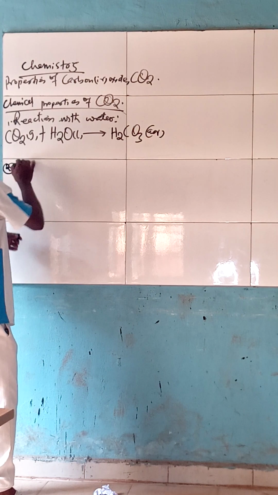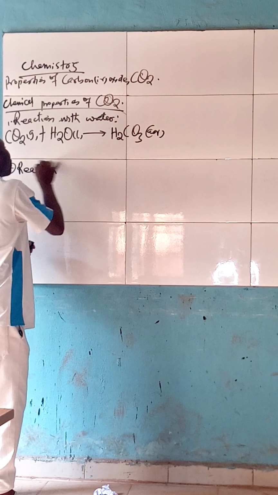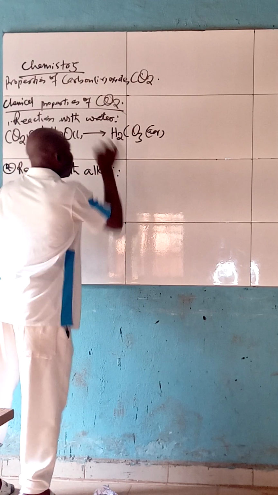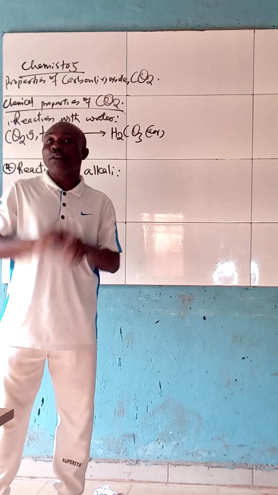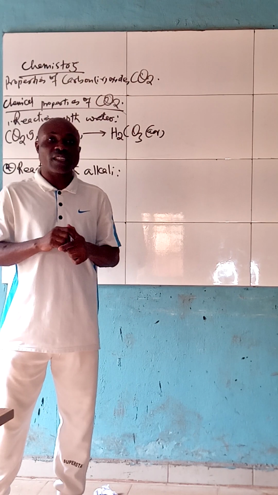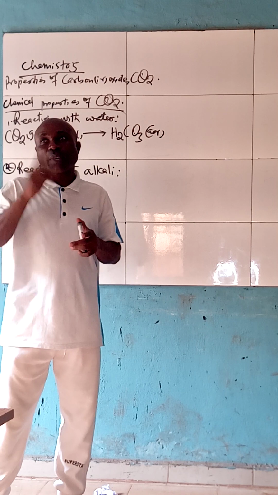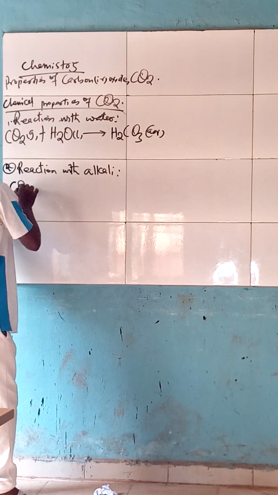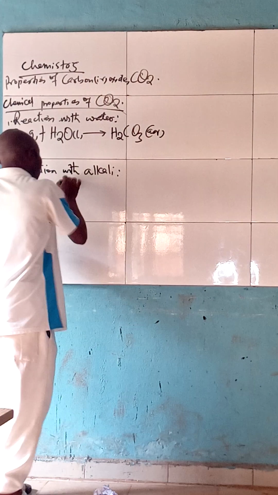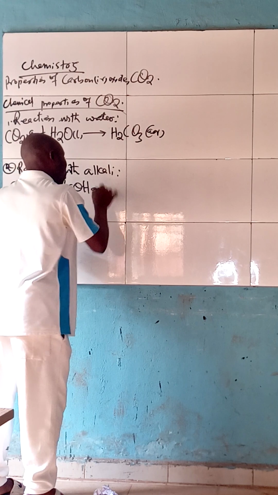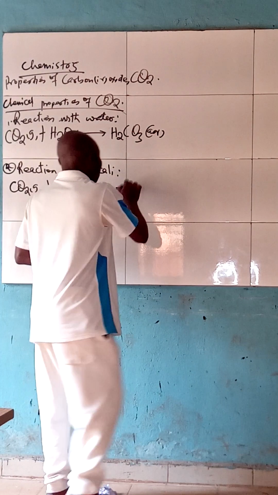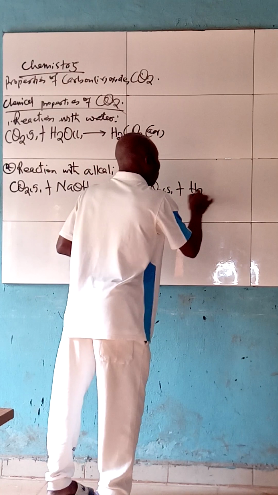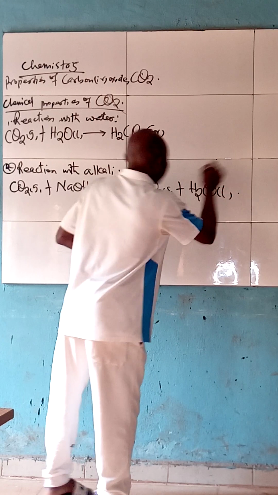Number 2, reaction with alkali. Recall that alkalis are basic hydroxides that are soluble in water. Typical examples are sodium hydroxide and potassium hydroxide. CO2 can react with these alkalis like sodium hydroxide, of course, to form sodium trioxocarbonate plus water.